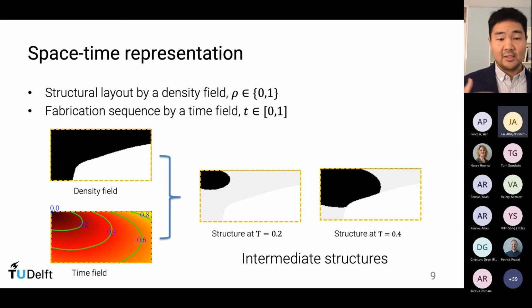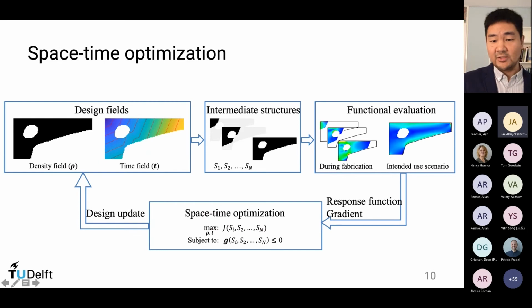So with this encoding, we embedded it into an optimization workflow. So we have 2 sets of design variables, a density field and a time field. From this, we can compute a series of intermediate structures. In our implementation, the number of intermediate structures is prescribed, like 10 layers or 100 layers. From this, once we get intermediate structures, we do functional analysis.